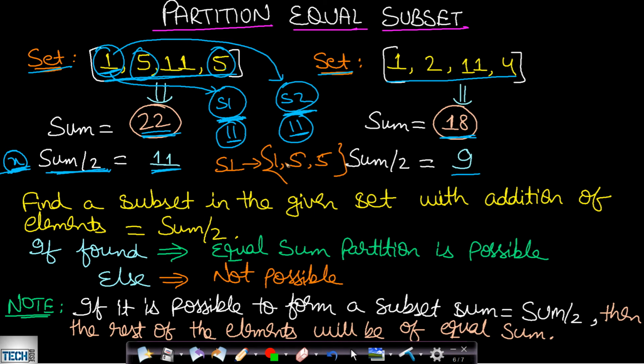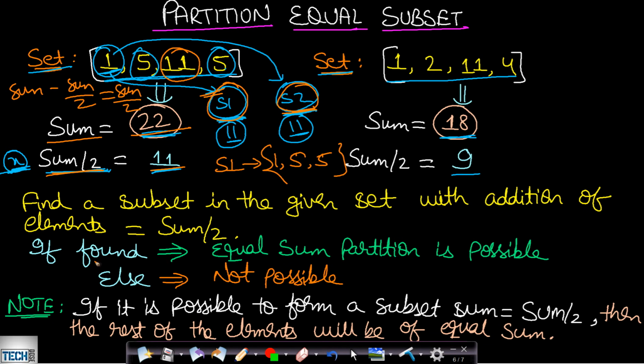Now whatever the rest of the elements are, the rest of the elements, only this 11, will fall into this subset S2 and it will also have the same sum, because you already know that the sum of all the elements is 22 and the sum which you have formed in this subset S1 will be sum by 2. So the rest of the elements will have sum equals to sum minus sum by 2, which will be equals to sum by 2. Okay, I hope you got this understanding.